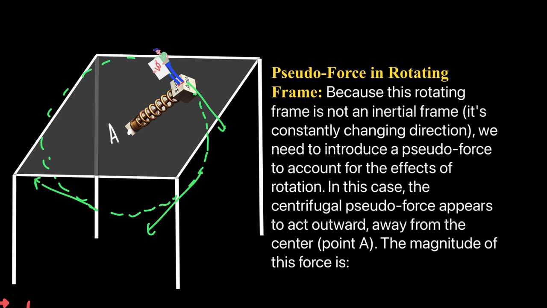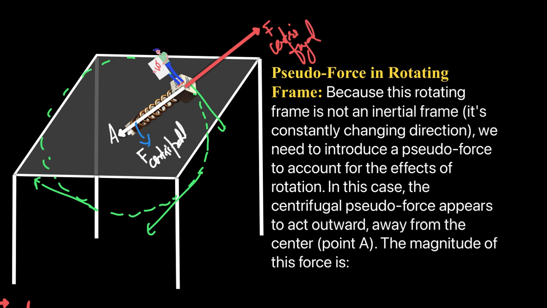We need to introduce a pseudo force to account for this effect of rotation. In this case, the centrifugal pseudo force appears to act outward, away from the center point. So let's try to explain this concept one more time. The centripetal force acts towards A, whereas the centrifugal force acts away from the point A. This line here represents the F centripetal, whereas this represents the F centrifugal. And the magnitude of the centrifugal force is given by m omega square r. Why? Because this is in a circular motion.